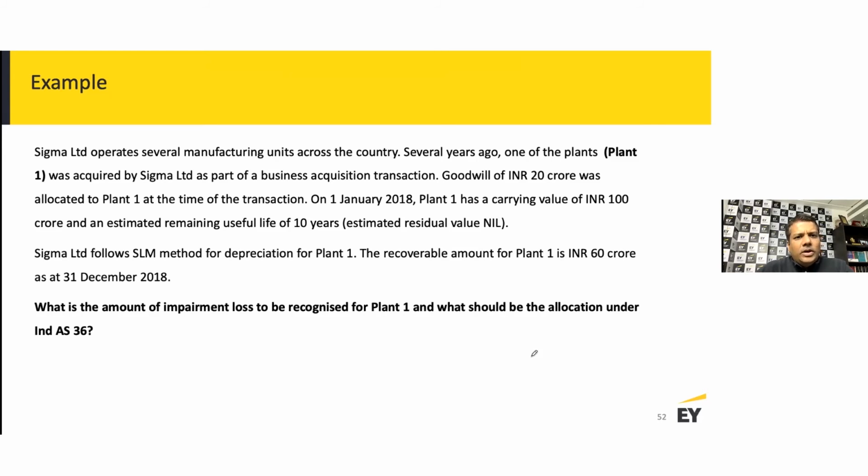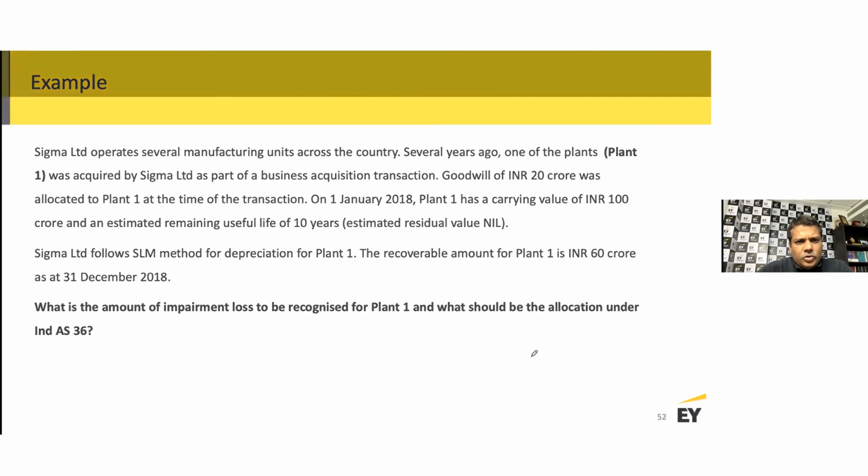So I need to look at Plant 1 and then add the goodwill, determine the total carrying value, then look at the recoverable amount and record the impairment loss. The impairment loss needs to be allocated first to goodwill and then to the remaining value of the asset in that order. That shouldn't go below fair value less cost to sell for an individual asset forming part of the CGU.